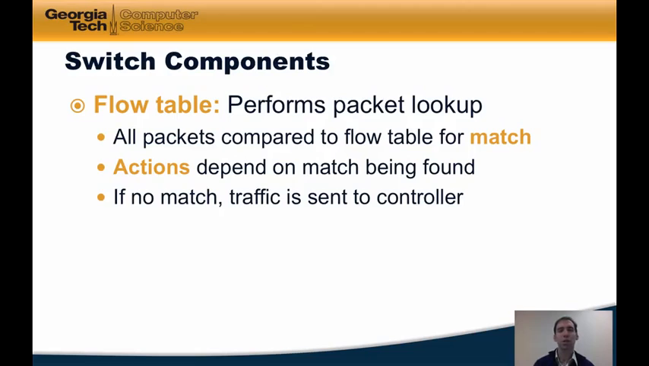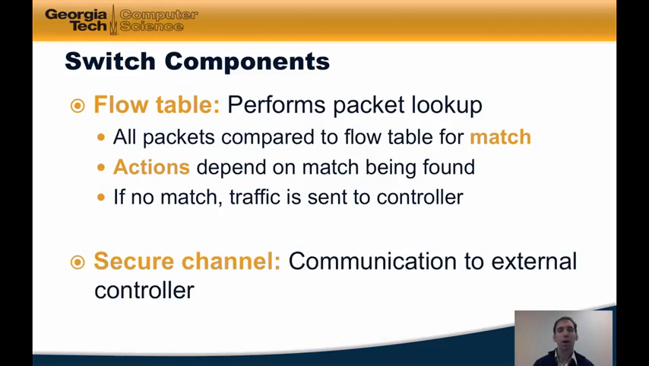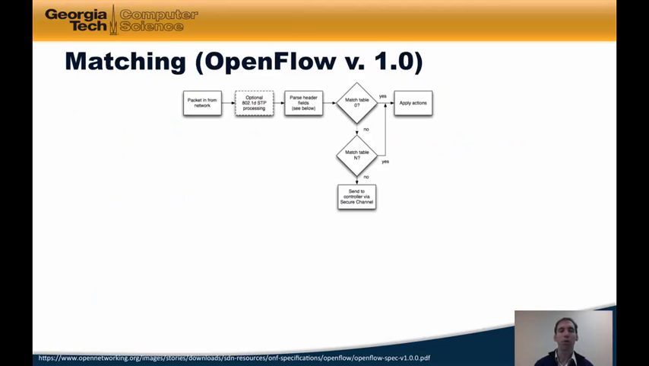The actions that the switch takes then depend on how or whether the packets passing through that switch match any of those particular flow table entries. If there is no match, the traffic is sent to the controller. The other aspect of an SDN switch is the secure channel, which is how the switch communicates with the external controller. Let's take a quick look at how OpenFlow performs matching using the flow table entries in a particular switch.